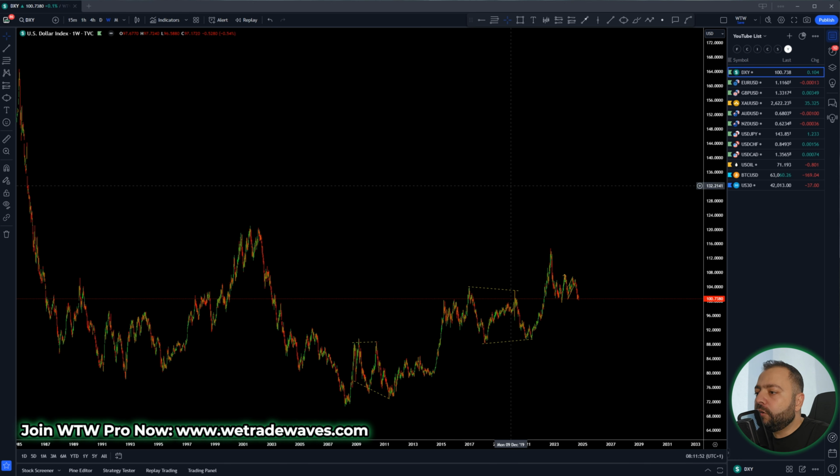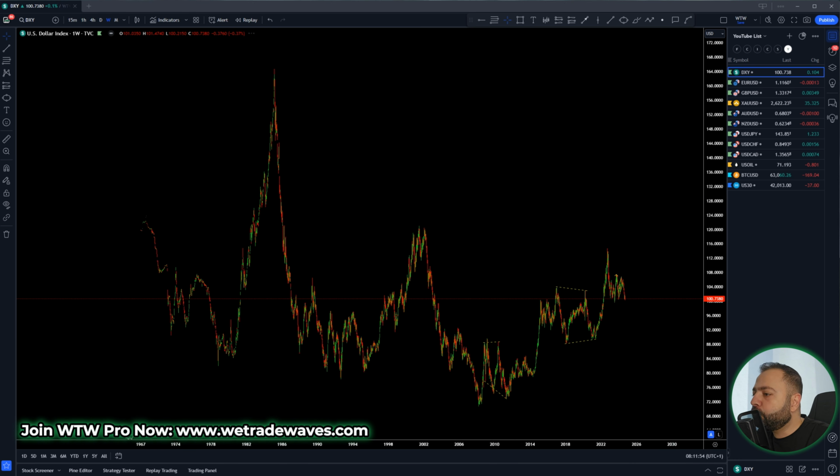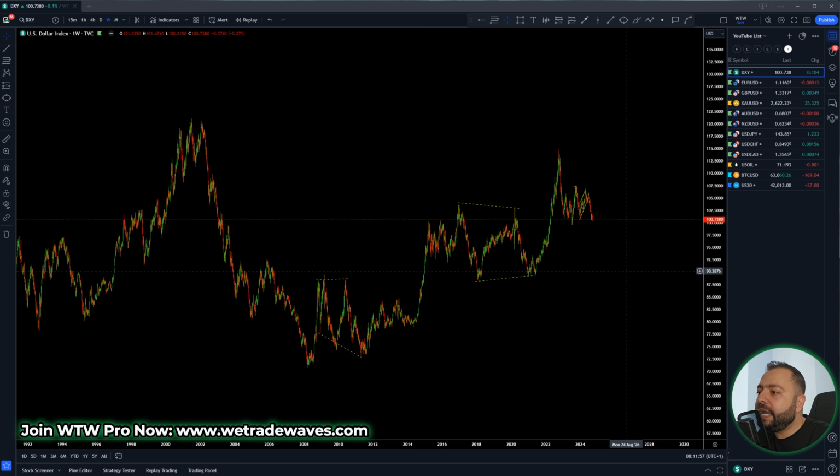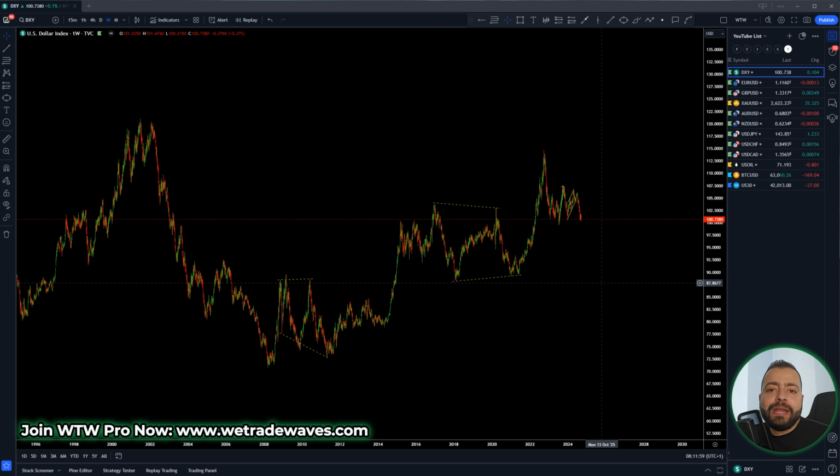So this is the DXY dollar index. This is the weekly chart. At We Trade Waves, our wave analysis is mainly top-down analysis. This is very important. Why is this important? You need to do top-down analysis to know where you are in the bigger picture, to know which wave to trade, and to know actually in which direction you should trade, okay?